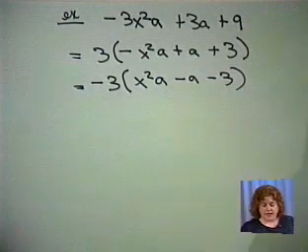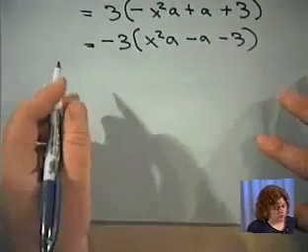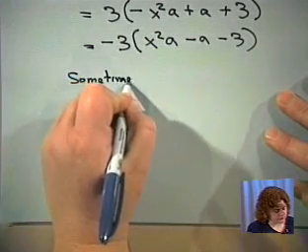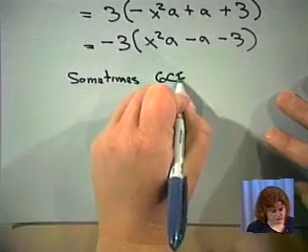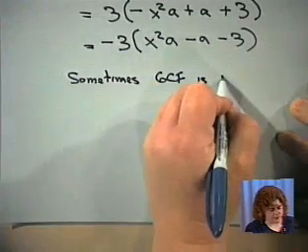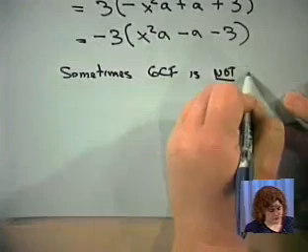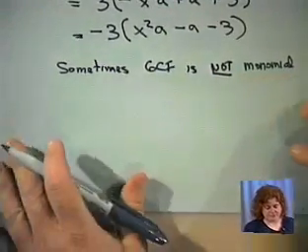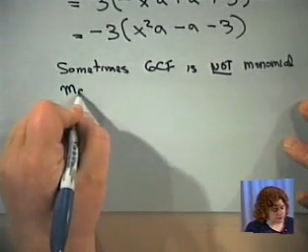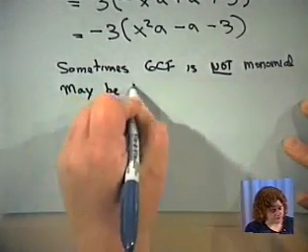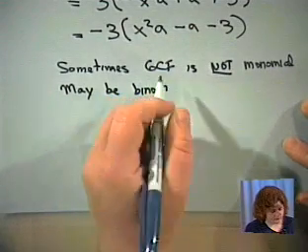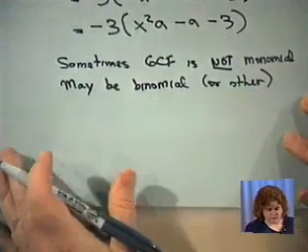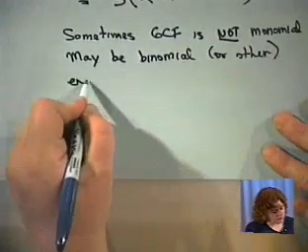Now, you could have a more interesting case where your greatest common factor is not a monomial. We've been basically pulling out monomials, right? It may be a binomial or something even more entertaining than that. We'll look at a binomial. So let's look at some examples.